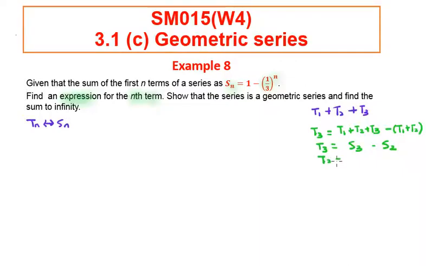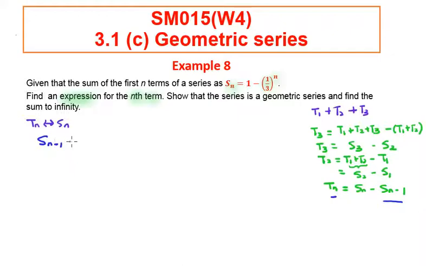Similarly for T2, we use the sum of the first two terms minus the first term. In general, Tn is equal to Sn minus Sn minus 1. In order to find Tn, we have to find Sn minus 1.